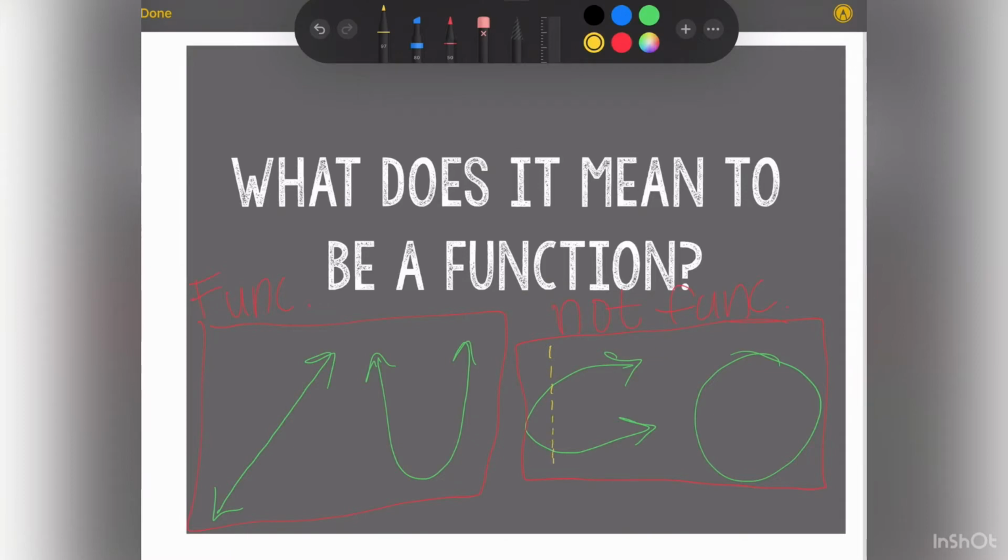And then the way that we can visually test that is called the vertical line test. If I draw or if I visualize a vertical line going through any point of my function, and there's only one intersection, that means it's a function, versus over here where there are two intersections, that tells us it is not a function.